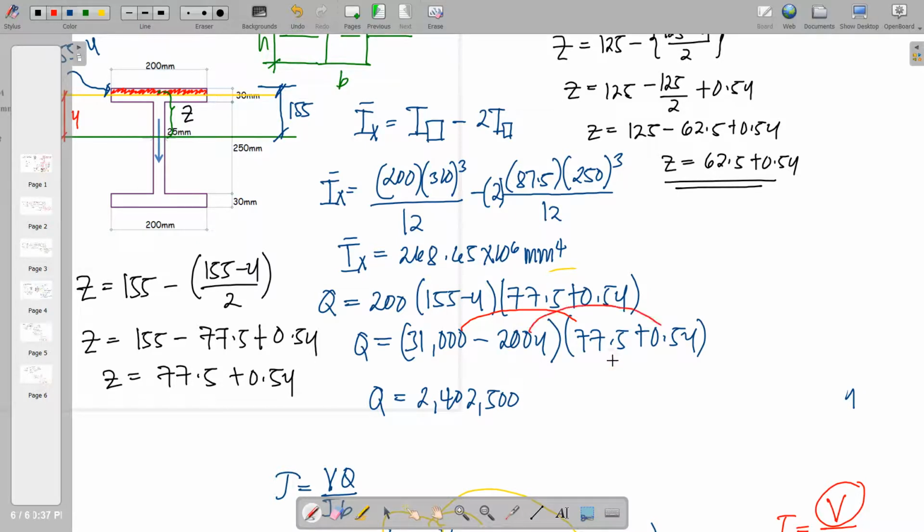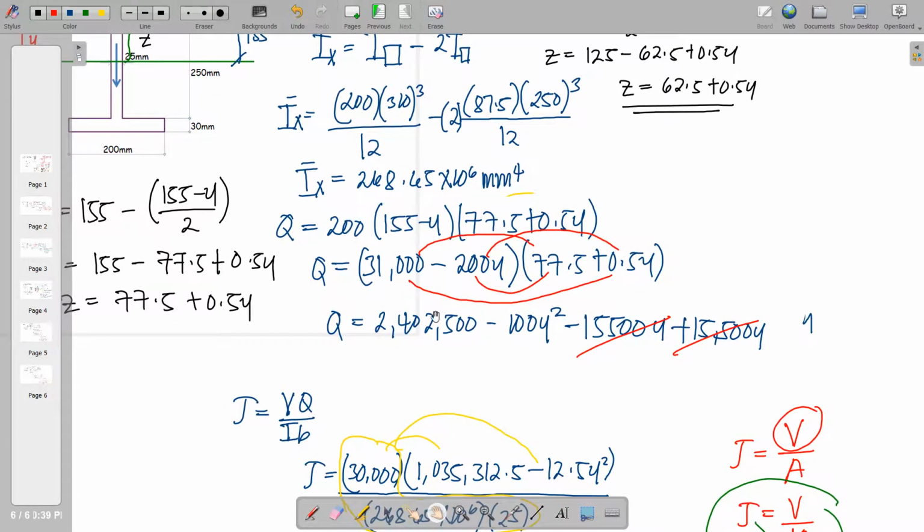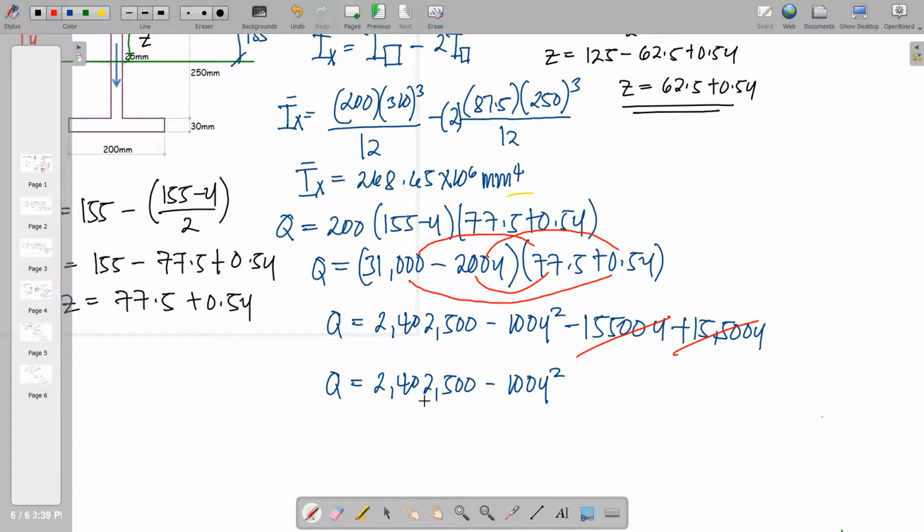2,402,500, and then this one, we have half of 200, that is negative 100y squared, and then this portion, negative 15,500 of y. Finally, both outer terms, which is 15,500 of y. So these terms shall be cancelled, and therefore Q will just be equal to this term, 2,402,500 minus 100 y squared.